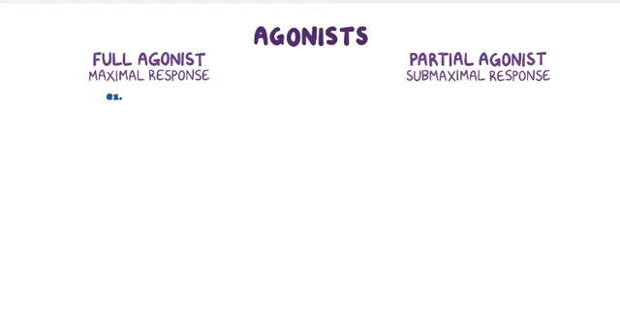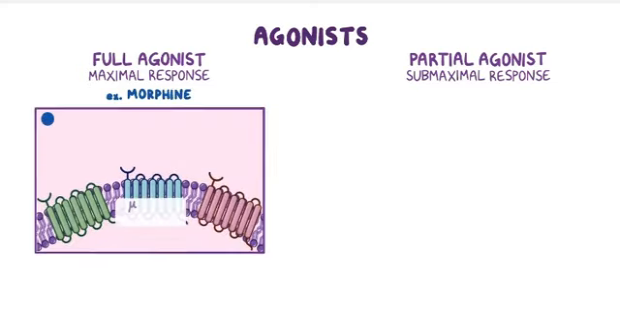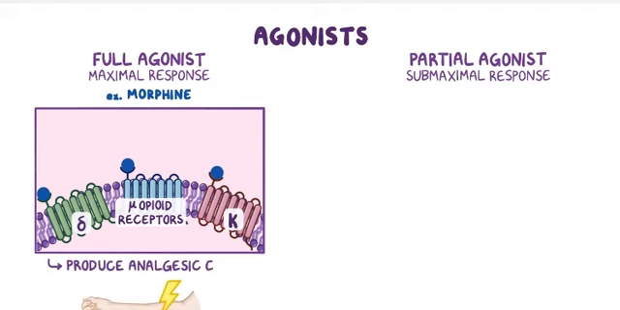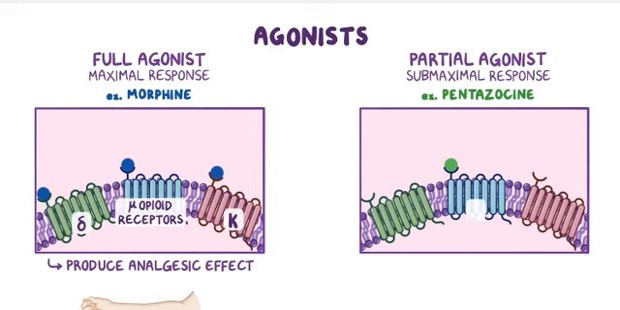An example of a full agonist is morphine, which binds to the mu-opioid receptors, as well as the delta and kappa-opioid receptors, to produce an analgesic effect. In contrast, pentazocine is a partial agonist to the mu-opioid receptors, so it produces a less powerful analgesic effect.